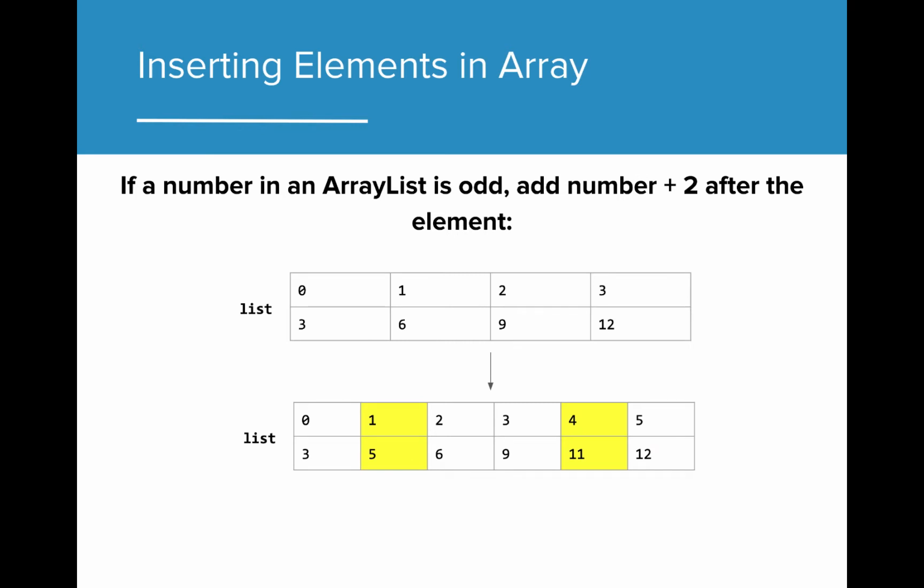Suppose we wanted to traverse an array list of integers. Let's create a method that adds an element to the array after all of the odd index values. If any of the values were odd, we will add that number plus 2 as a new value at the index following the value. For example, if index 0 were value 3, we would add the value 5 to the array as a new element and place it at index 1.